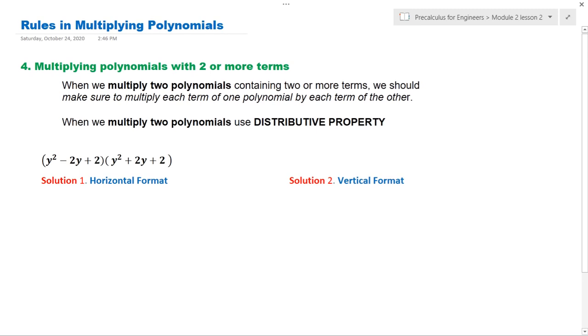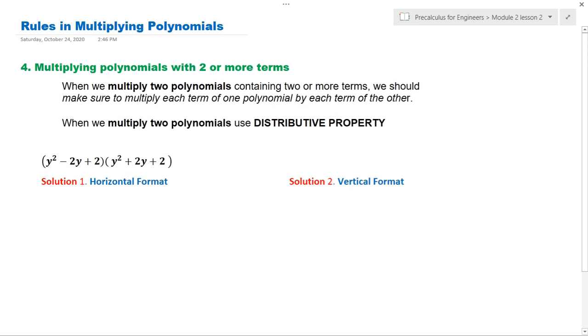How about if you are given this? So we have trinomial multiplied by trinomial. Again, i-distribute natin isa-isa. So y squared times y squared, we have y to the fourth. Y squared times 2y, so you have positive 2y cubed. So rule of exponent ha, don't forget. Y squared times 2, we have plus 2y squared.